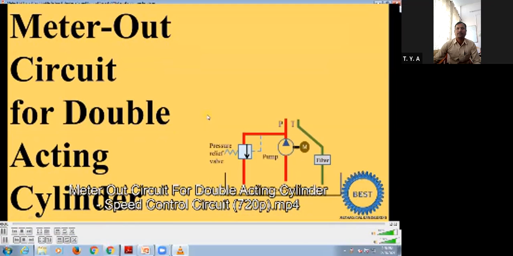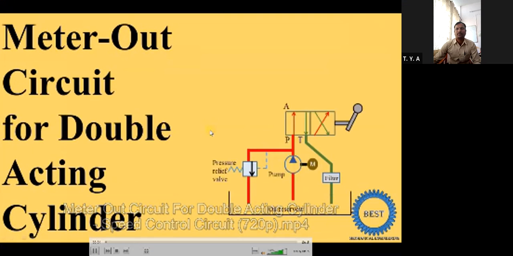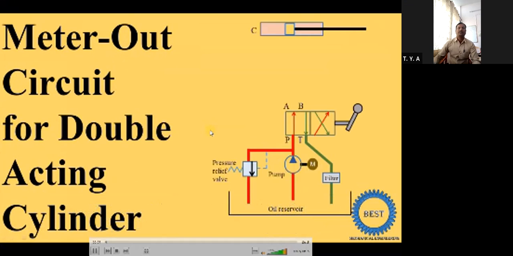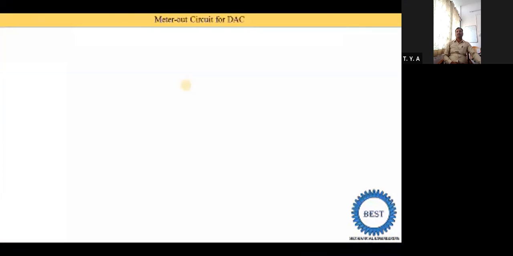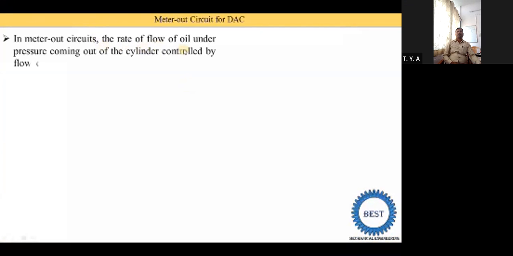In this video, I explained the meter out circuit for double acting cylinders. The meter out circuit is generally used to control the speed of double acting cylinders, and it is generally used for both types of loads, opposing loads and running away loads. It has two types, meter out circuit for the extension stroke and meter out circuit for the retraction stroke. In the meter out circuit, the rate of flow of oil under pressure coming out of the cylinder is controlled by a flow control valve, and the FCV is placed at the outlet of the cylinder.